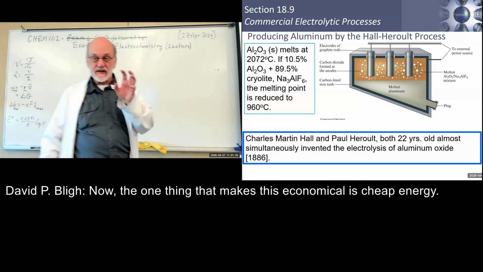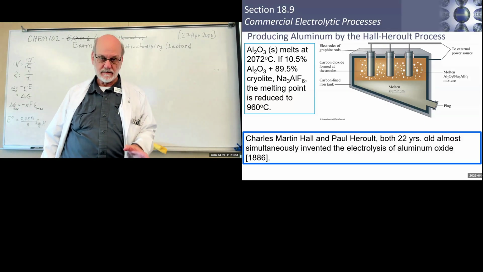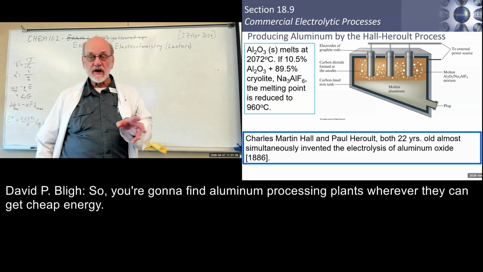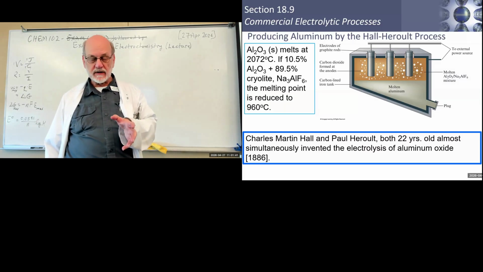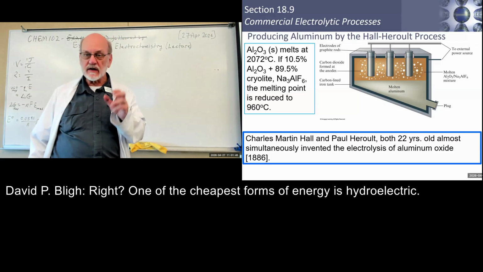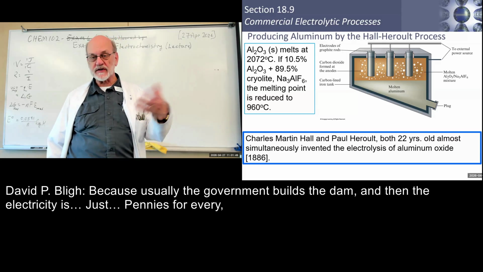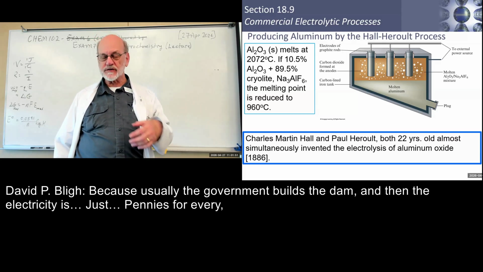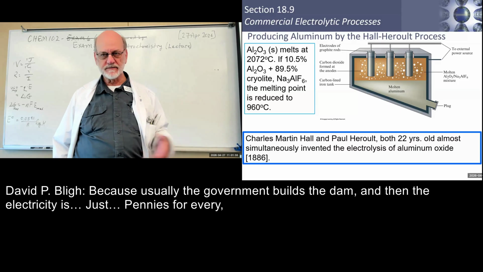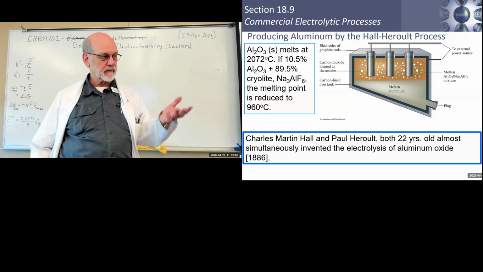Now, the one thing that makes this economical is cheap energy. So you're going to find aluminum processing plants wherever they can get cheap energy, right? One of the cheapest forms of energy is hydroelectric, right? Because usually the government builds the dam, and then the electricity is just pennies for every kilowatt.